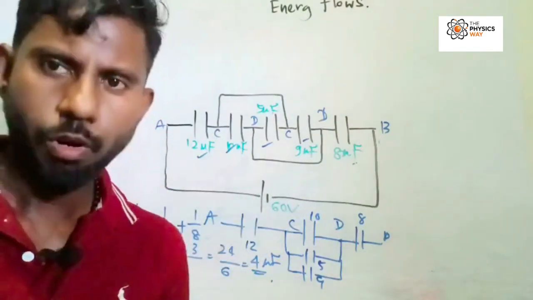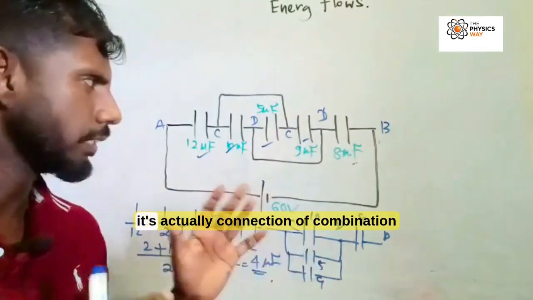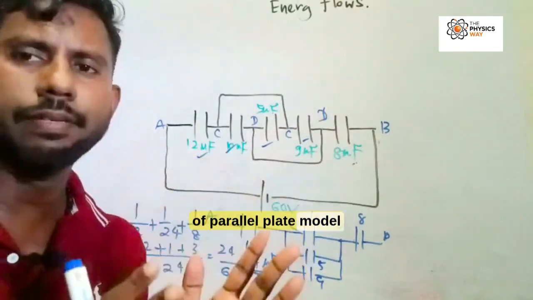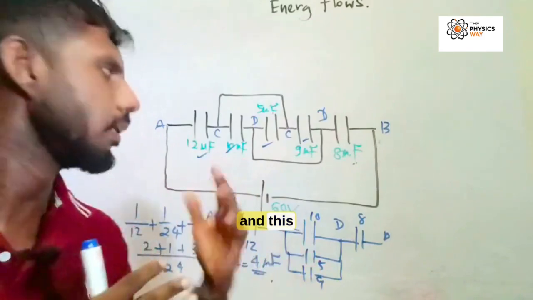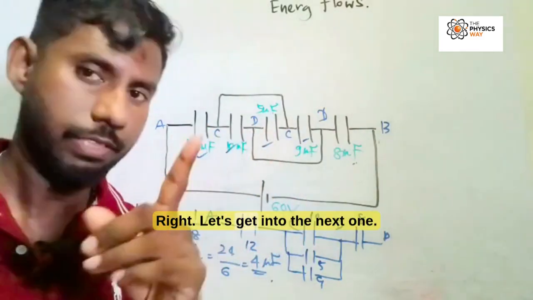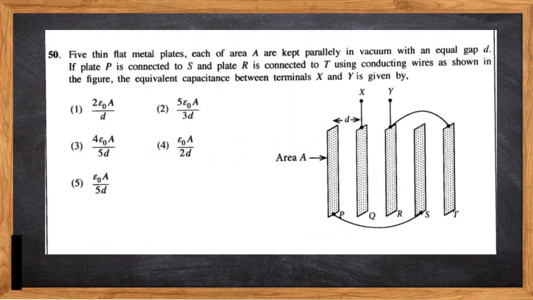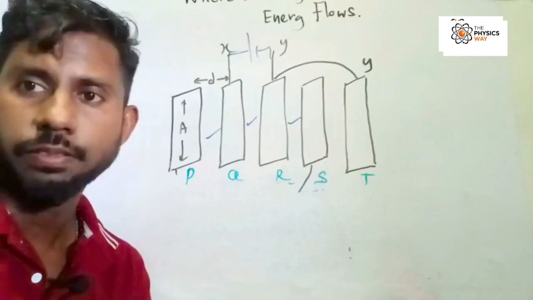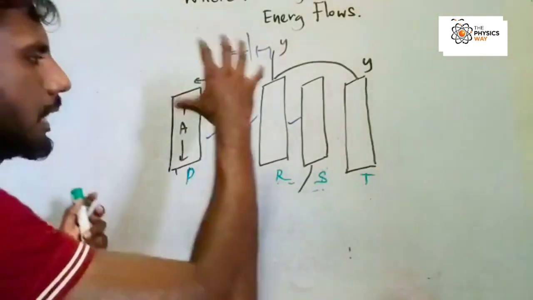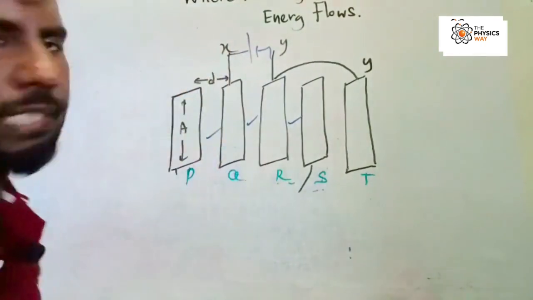Let's move into the next model. The next model is actually a combination of the parallel plate model and wire connections, right? Let's get into the next one. Right, now here in this question we need to find the equivalent capacitance between point X and Y, right?